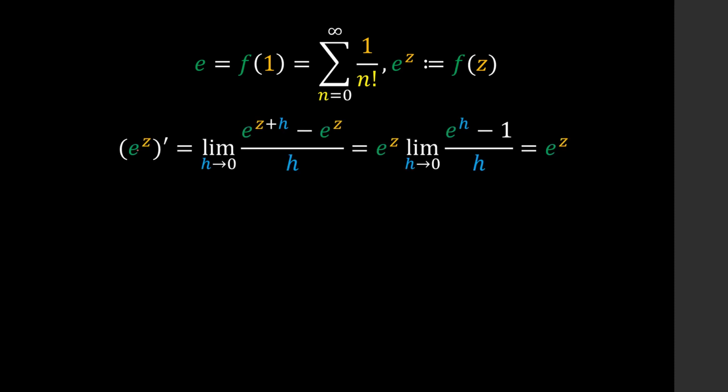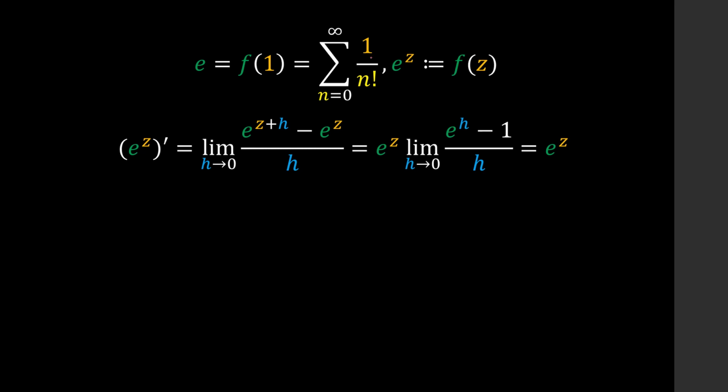So if I take the derivative of this, by the limit definition of a derivative, I've got (e to the z plus h minus e to the z) all over h. And here I can use the identity we just proved that e to the z plus h is e to the z times e to the h. And so I can factor out the e to the z outside of the limit because it doesn't depend on h. And so now I've got the limit as h approaches 0 of (e to the h minus 1) all over h. And you can prove that this limit approaches 1.